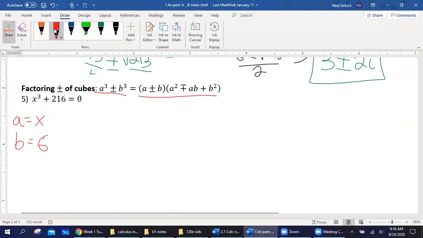So it says that it starts off factoring as the first thing, x. Since this was positive, it's going to stay positive 6. And then it's going to be the first one squared, so that's going to be x squared. I'm going to switch the sign here, minus. Multiply them together, that's going to be 6x plus b squared, which is 6 squared, or 36.